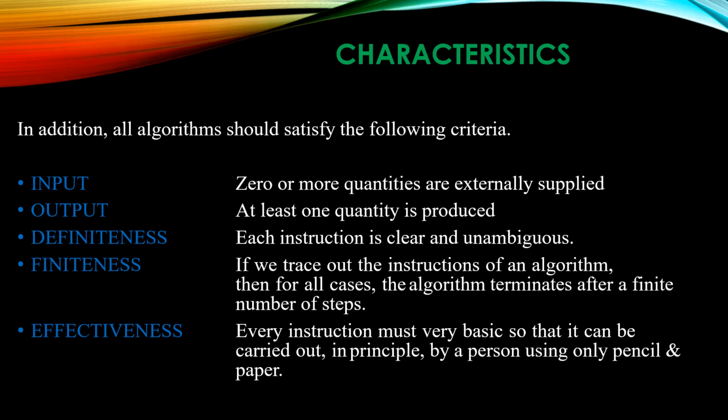Then the last one is effectiveness. Every instruction must be very basic so that it can be carried out, in principle, by a person using pencil and paper. So every instruction must be very basic, that is, very simple. This characteristic we call effectiveness. So these are some of the basic criteria of an algorithm.